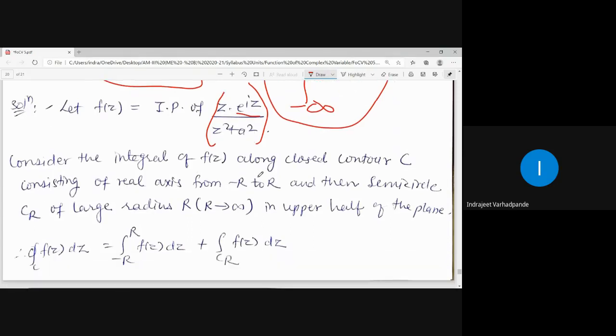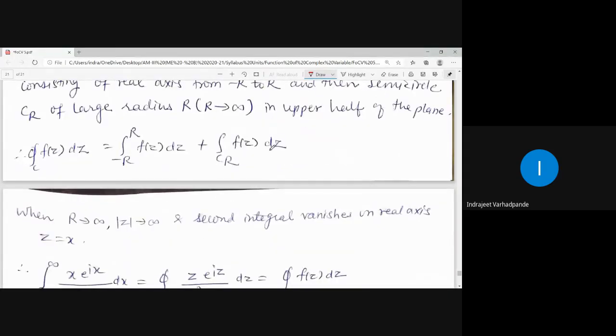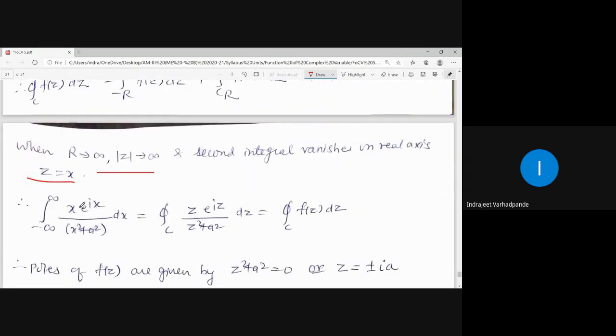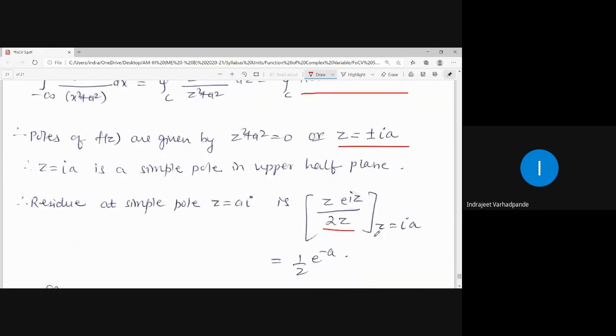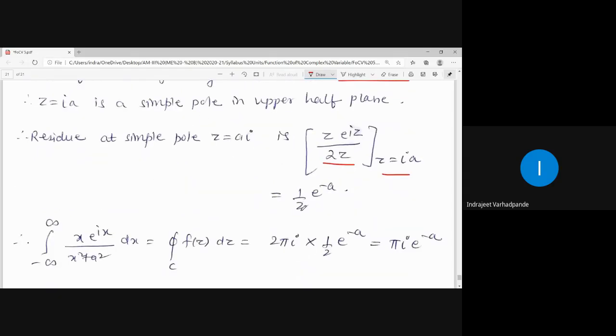Consider the integral of f of z along the closed contour C: the real axis from minus r to r, and a semicircle of large radius in the upper half plane. दो पार्ट्स में डिवाइड होगा, रियल एक्सिस लेंगे z is equal to x, r tending to infinity, ये x में कन्वर्ट हो जाता है ओरिजिनल क्वेश्चन f of z. पोल्स निकालेंगे तो z square plus a square equal to 0 का आंसर है z is equal to plus minus ai. अपर हाफ प्लेन में only simple pole z is equal to ai, take the derivative of the denominator, put the value, आंसर मिलेगा half into e to the power minus a.